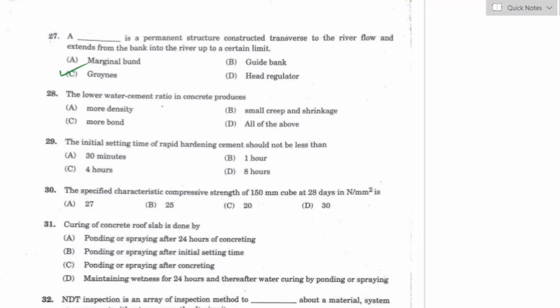Question number 28. The lower water cement ratio in concrete produces more density, more bond, small creep and shrinkage. All these options are correct. So the right answer is option D. Question number 29. The initial setting time of rapid hardening cement should not be less than 30 minutes. Option A is the right answer.